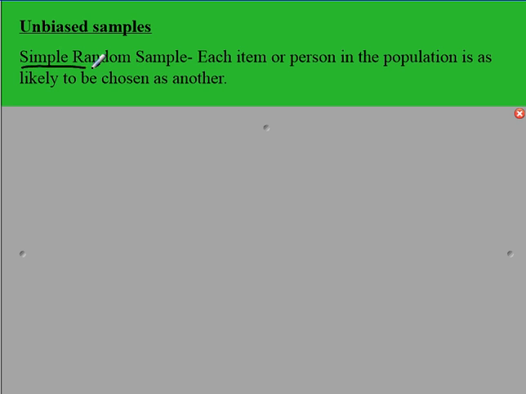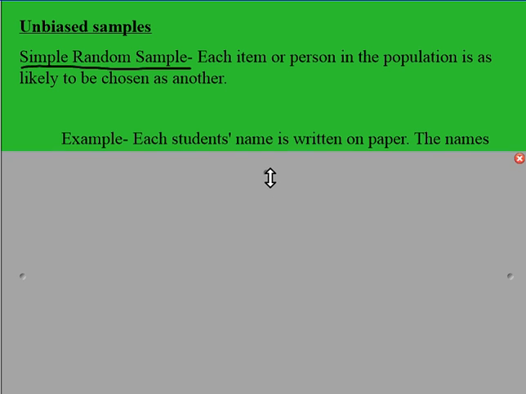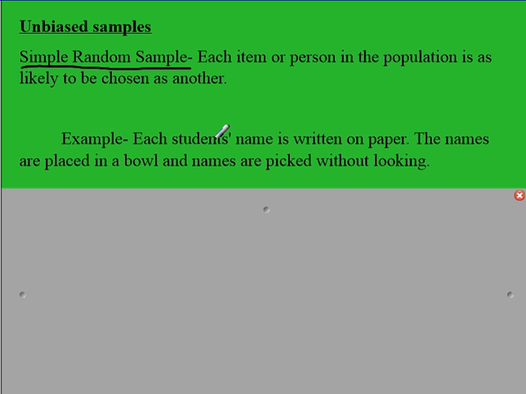We first have a simple random sample. So everything in the population, in this case the population of 7th graders, is as likely to be chosen as another. We're not going to be doing that by asking the people who like pizza. That wouldn't be a random sample. An example of a way you could do this is take every student's name, write it on a piece of paper, then put all the names in a bowl and pick one without looking. That would be a random sample.